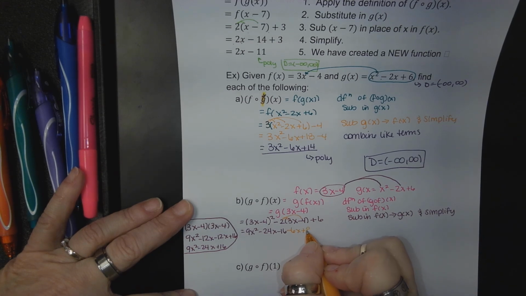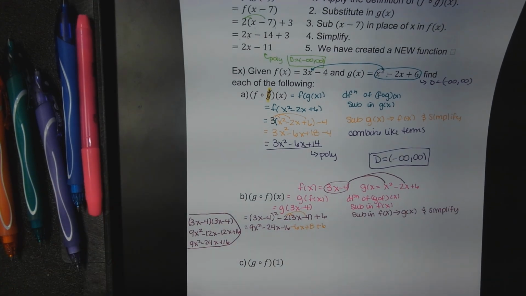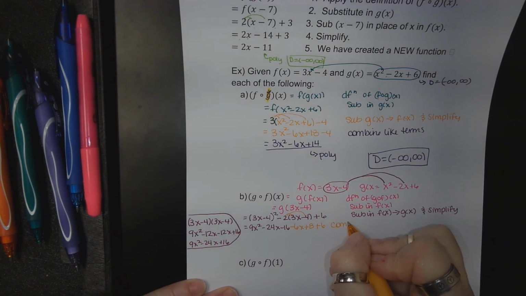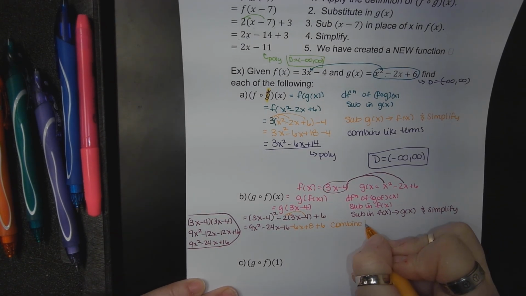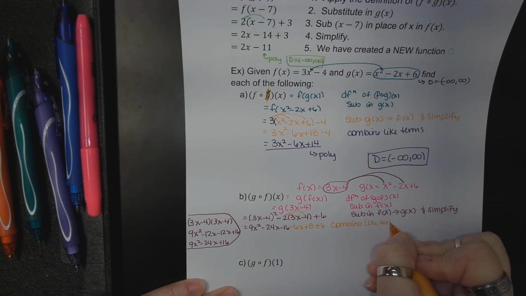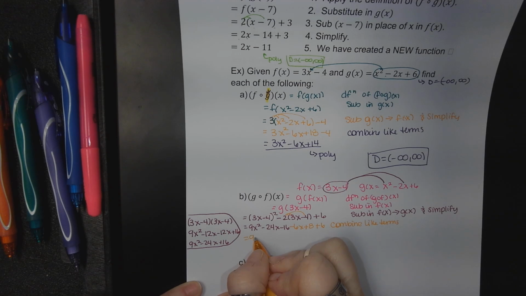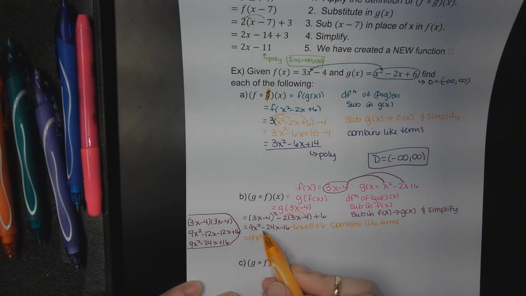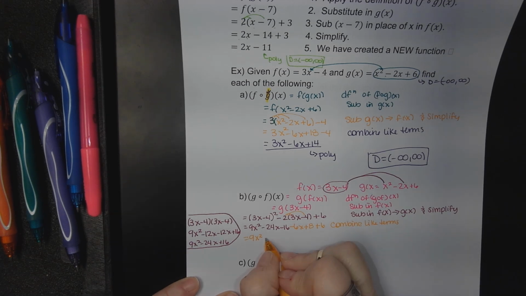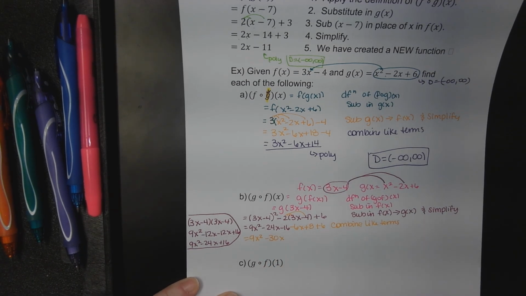Minus 6x plus 8 plus 6. And we can combine these terms. So now let's combine like terms. So we only have one squared term. But we have a negative 24 and a negative 6x, right? So that gives us a negative 30x.